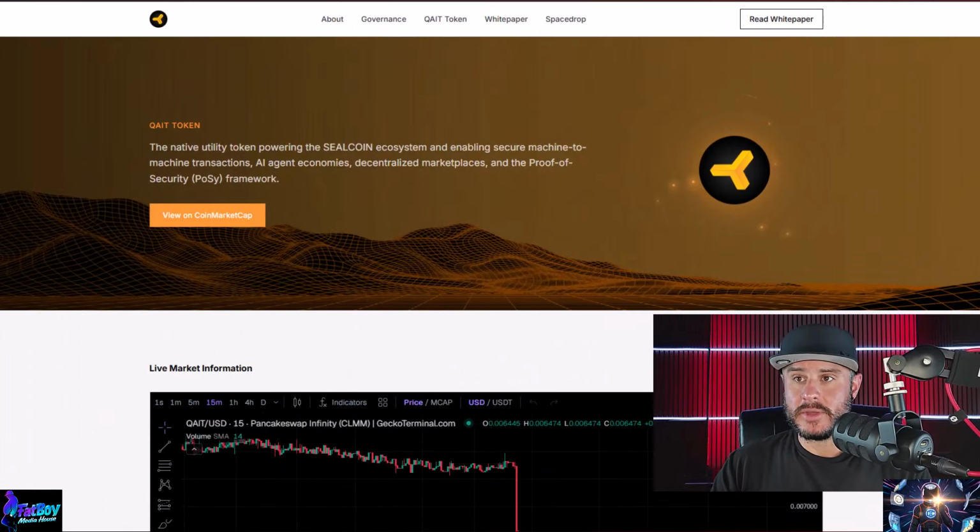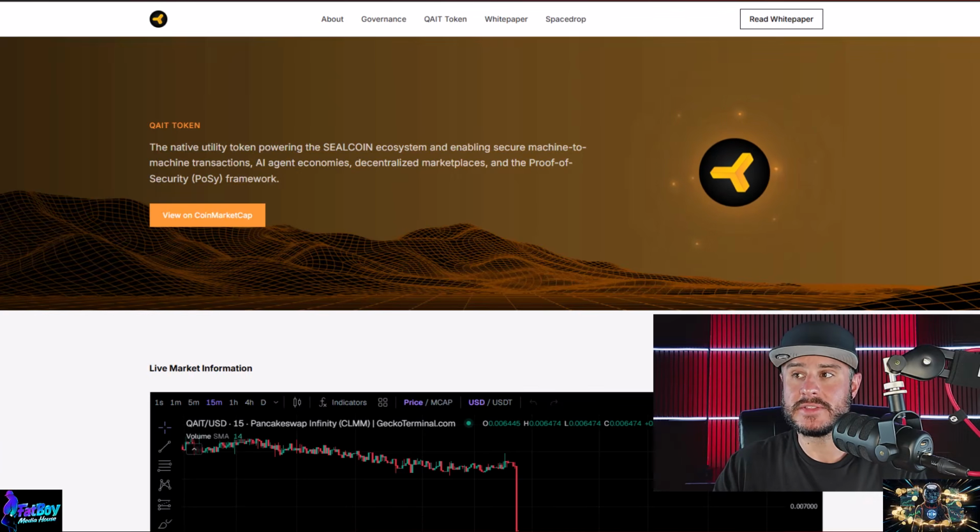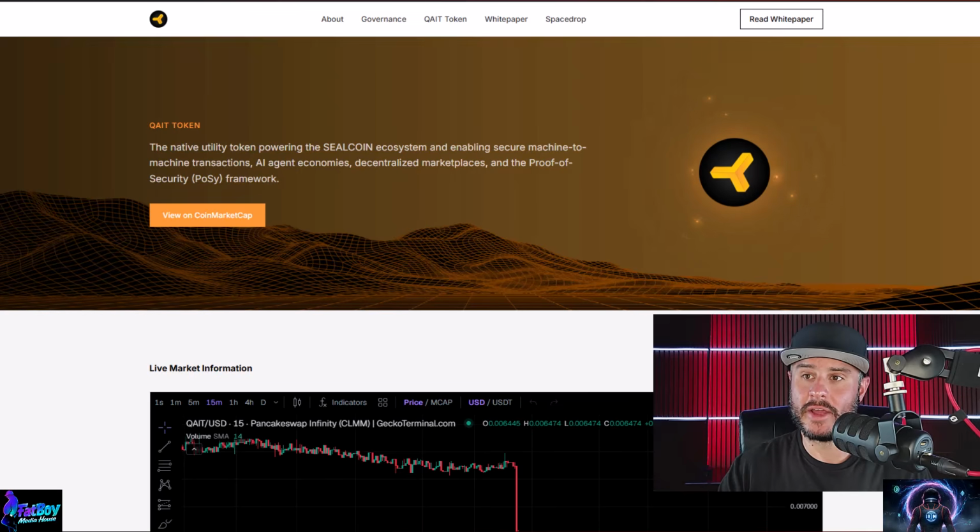Now let's move into the actual Qait token and learn more about the token itself. So let's look at that. Check it out with me. It says Qait token, the native utility token powering the Sealcoin ecosystem and enabling secure machine-to-machine transactions, AI agent economies, decentralized markets, and proof of security POSY framework.